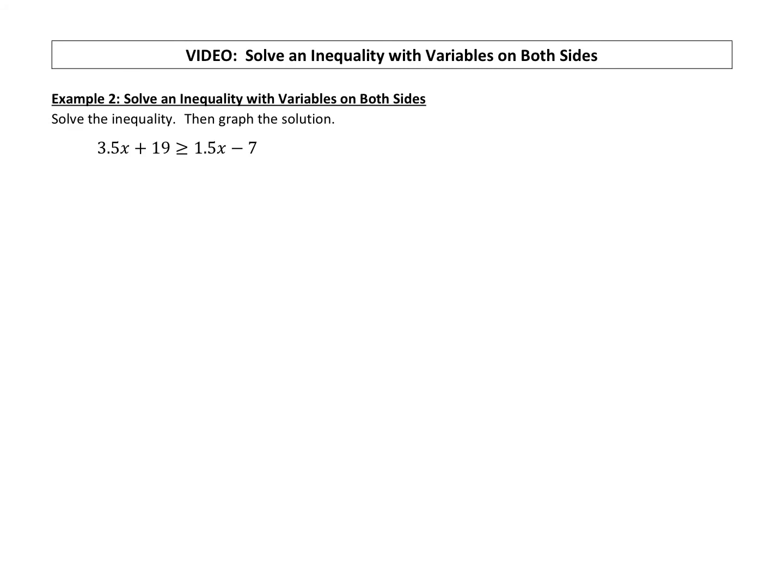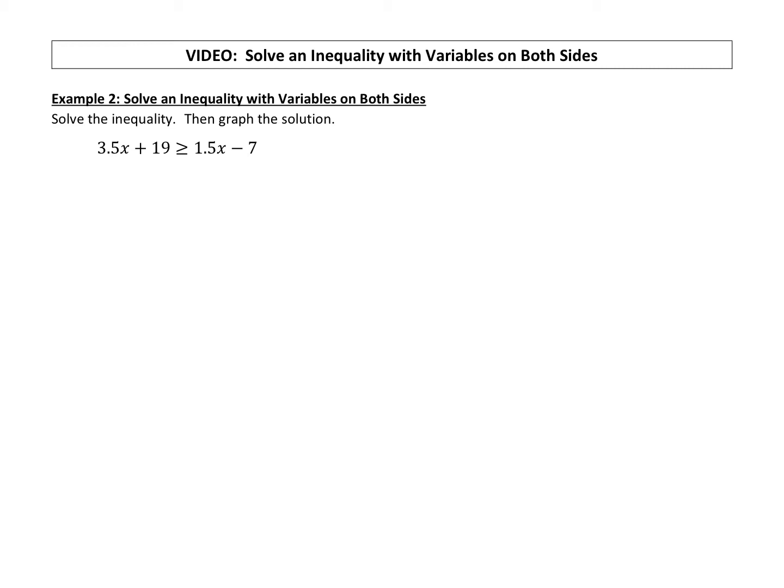Okay, in our last example, we solved an inequality where you had some x's, but you did not have your variables on both sides of the inequality. So let's just take a look at that. Here we have 3.5x. Here's a 1.5x over there. There's this inequality in the middle. We are going to start by getting those variables to the same side.